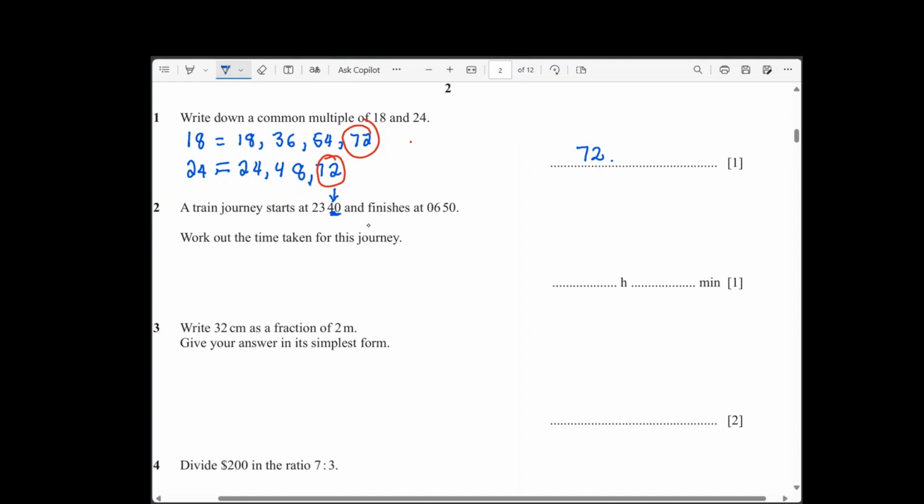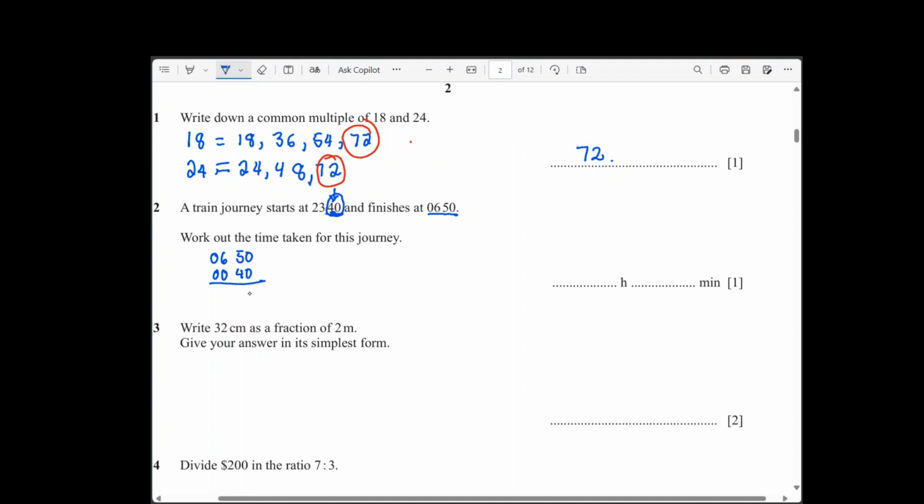So now I'm going to add 6 hours and 50 minutes to 12. But don't forget that you still have that 40 minutes that you need to add to the train journey. 0040. Now let's add this, starting from the back, of course.